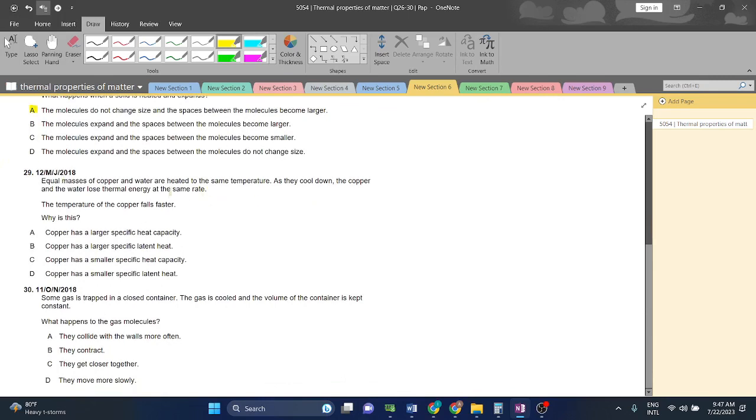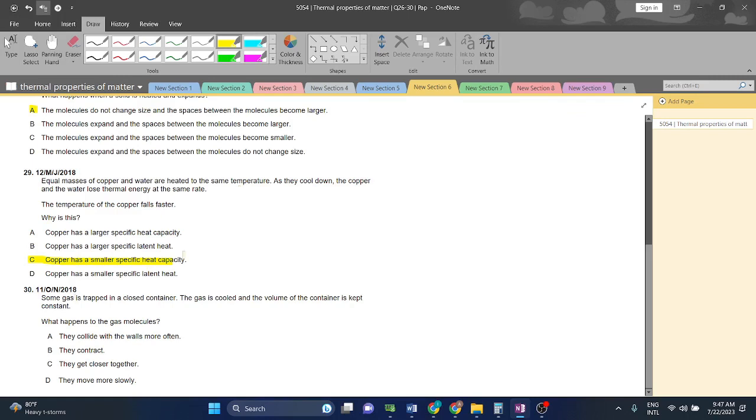Equal masses of copper and water are heated to the same temperature. As they cool down, the copper and water lose some thermal energy. The temperature of the copper falls faster. Why? Because the specific heat capacity of copper is lower than that of water. So larger, smaller. Vice versa, अगर copper और water को एक साथ heat करें तो copper will heat up faster than water, right? Because water is a very bad conductor and the copper will quickly gain energy and quickly lose energy because it has a smaller specific heat capacity.